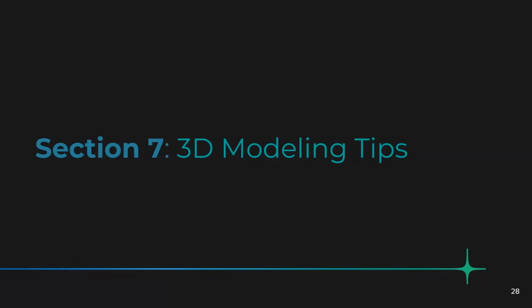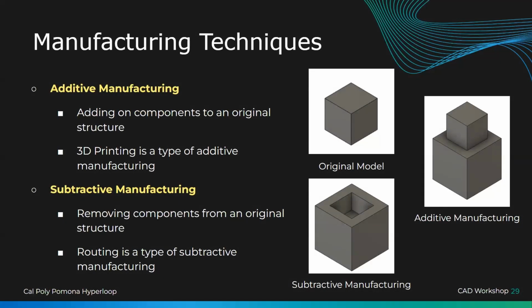All right, modeling tips. Additive and subtractive manufacturing, again, we touched on this briefly before. If you've got an original model, additive manufacturing means you're adding parts onto it. That's 3D printing. In CAD modeling, you can do both of these things, but manufacturing is one or the other. Additive manufacturing is like your 3D printing. Subtractive manufacturing is like routing or milling. That's when you're removing material instead of adding it. Make sense?